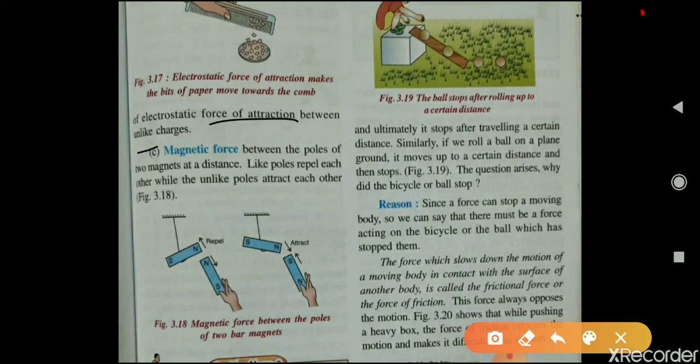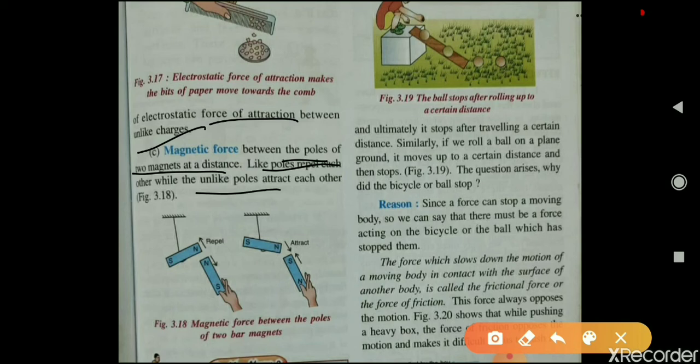Now the third one is magnetic force. Magnetic force between the poles of two magnets at a distance. What is magnetic force? Magnetic force is a force that acts between the poles of two magnets at a distance. The force exerted by a magnet is known as magnetic force. Okay, like poles repel each other, while the unlike poles attract each other.